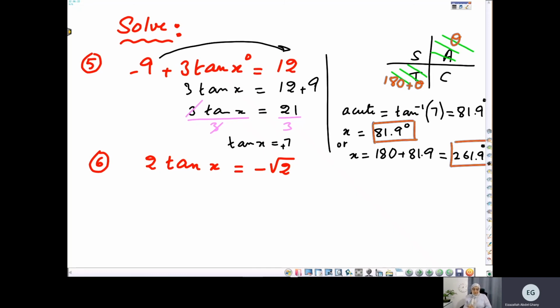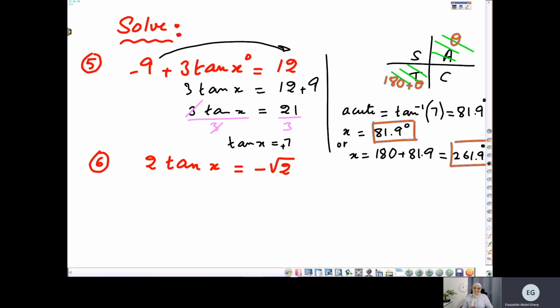Okay, let's try. Challenge. -9 plus 3, 10, 81.9 equals, it should be 12. Yes. And make the same check for the other reflex angle, 261.9. Just substitute here, write negative 9 plus 3, 10, 261.9. I bet you it will be 12.